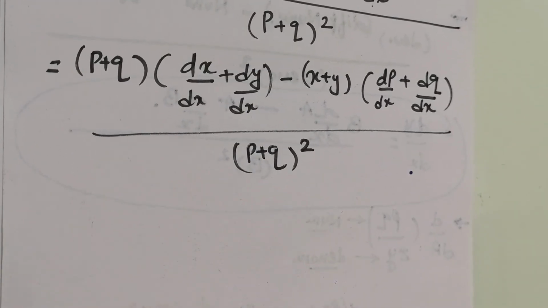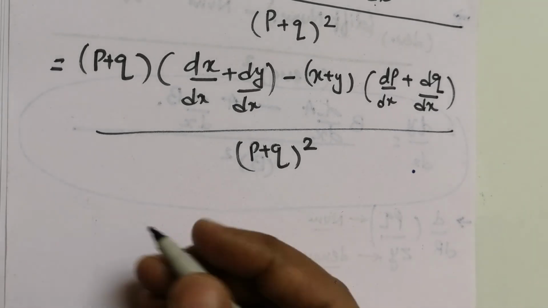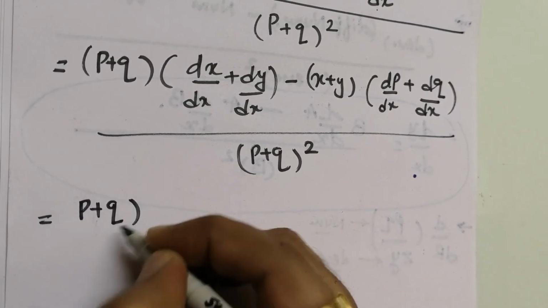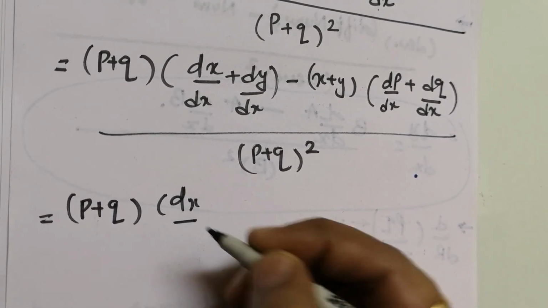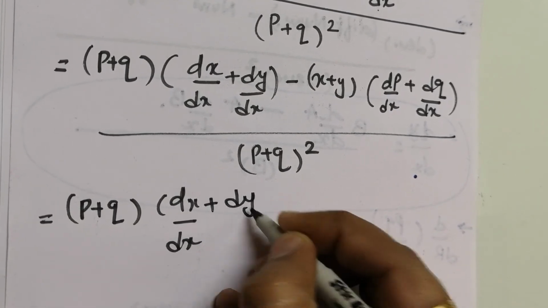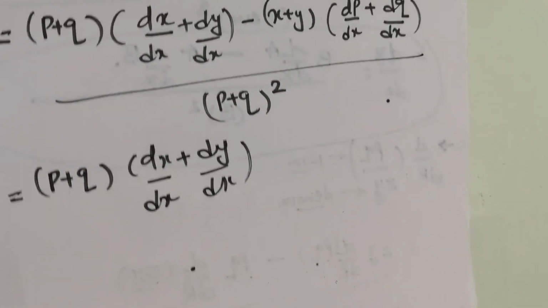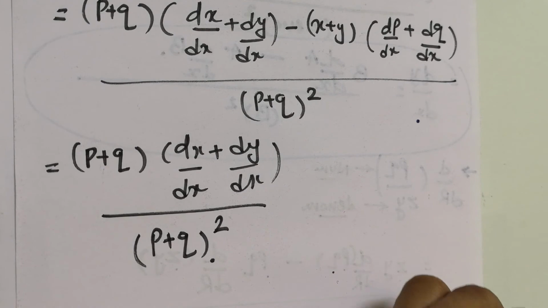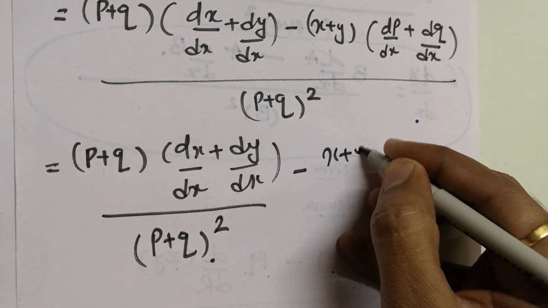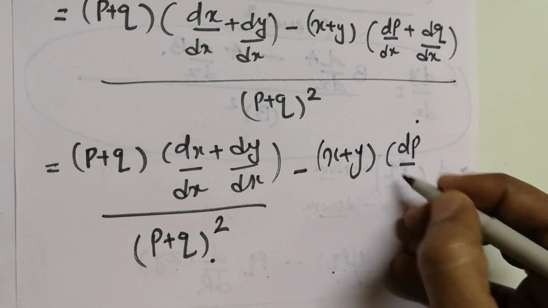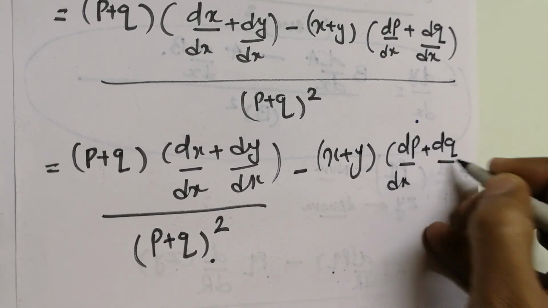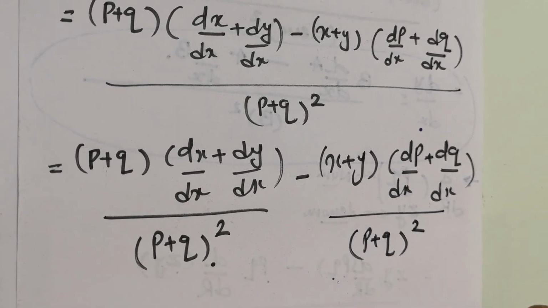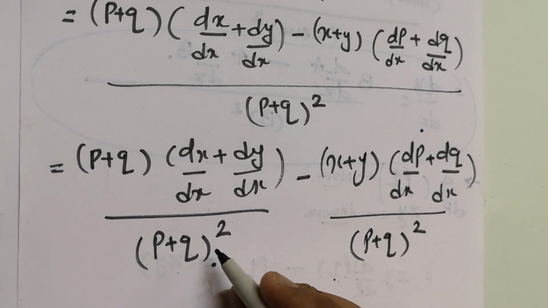Let's go for further assessment of this entire example. What I am doing is p plus q, dx by dx plus dy by dx, which is the differentiation, whole to the base p plus q square, minus x plus y, dp upon dx plus dq upon dx, whole to the base p plus q square. You can cancel out one p plus q, one p plus q.